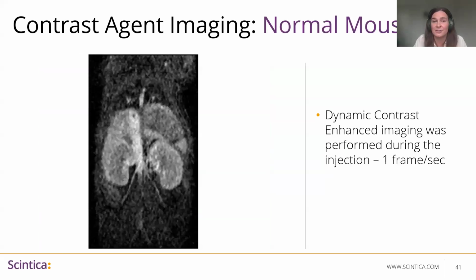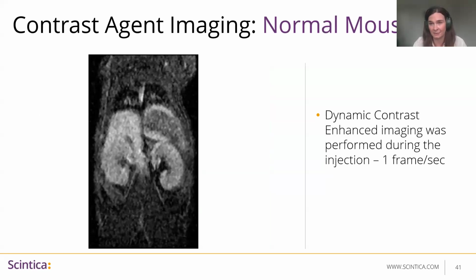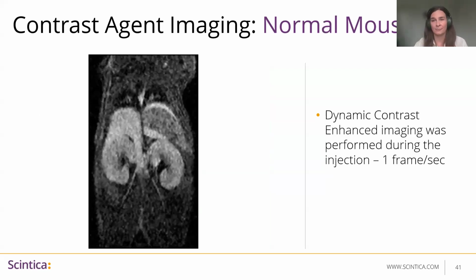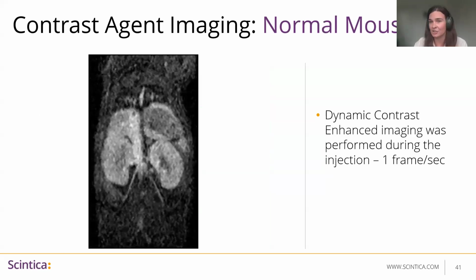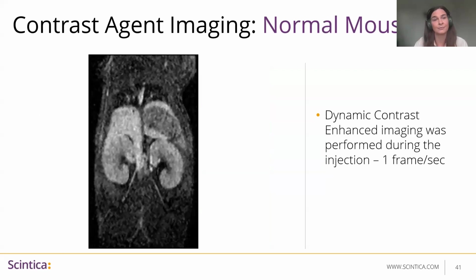We can also do dynamic imaging. So this is oftentimes performed while the animal's inside the magnet. So as I mentioned before, there's a small port where we can run a catheter to do dynamic imaging, injection of contrast or other agents while the animal's inside the magnet.